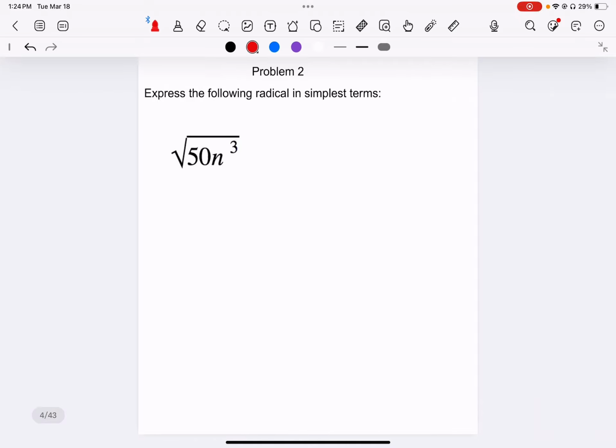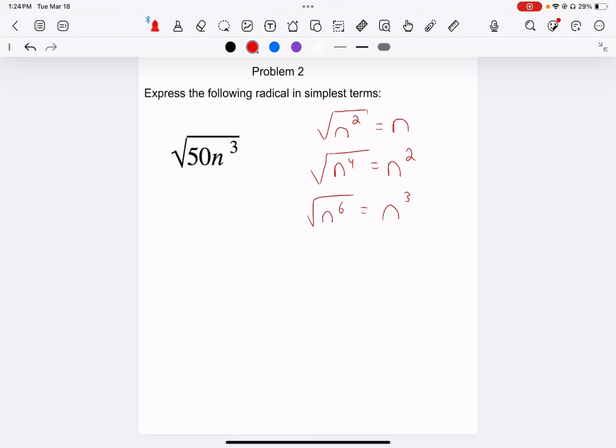Now in this problem we have numbers and variables as well. When you're taking the square root of a variable with an exponent, you can only take the square root of a variable with an exponent of an even number. So the square root, or radical n squared, is equal to n. Radical n to the fourth is equal to n squared. Radical n to the sixth is equal to n to the third.